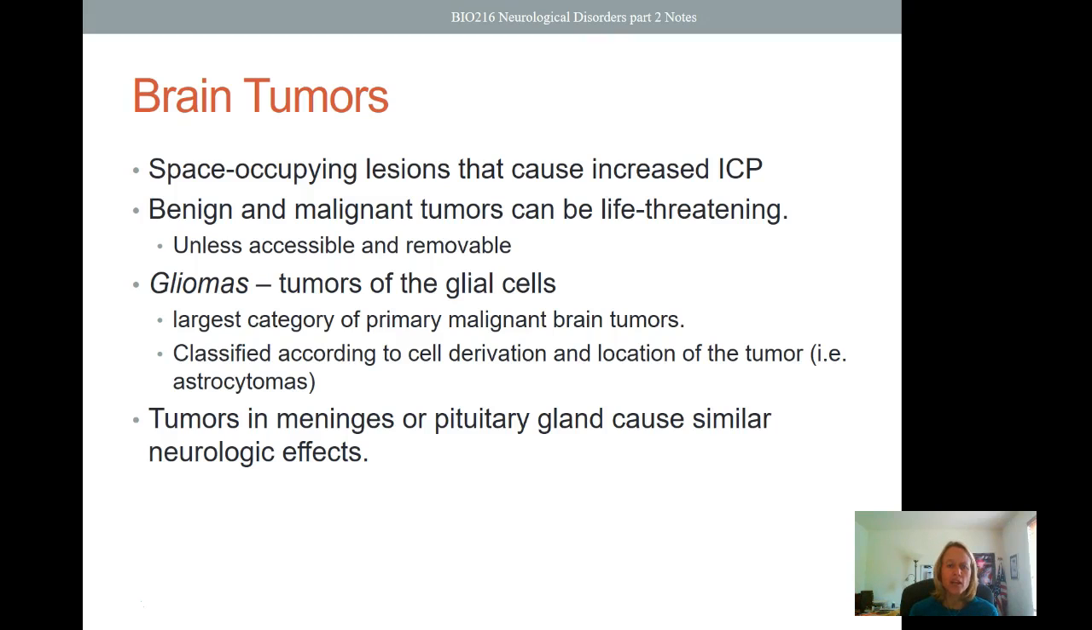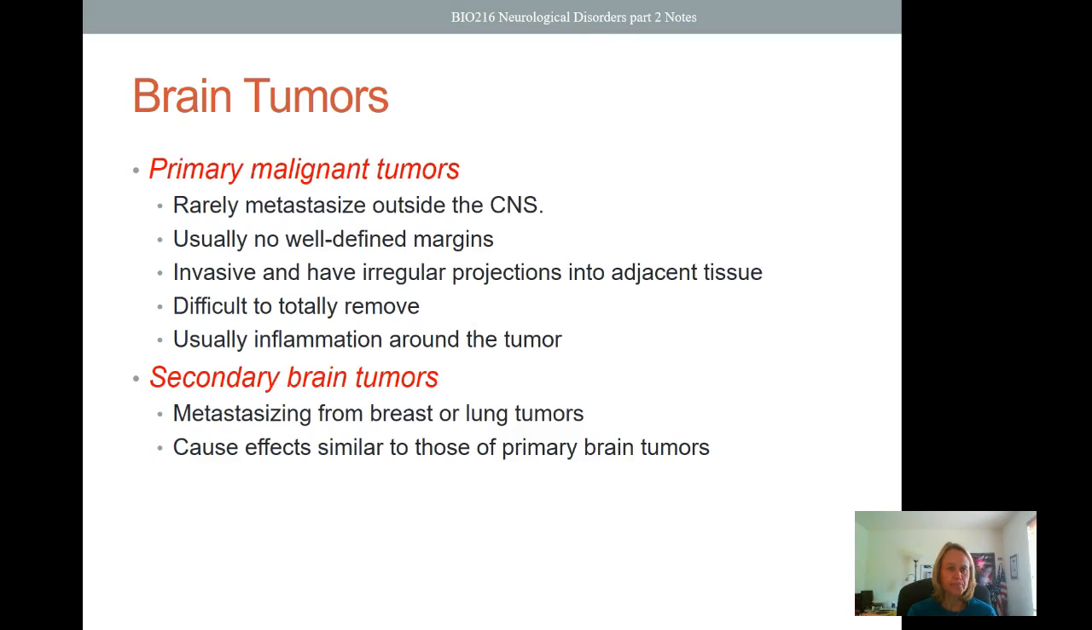So both benign and malignant tumors can be life-threatening unless they're easily accessible and removable, because of this increase in pressure. Gliomas, these are tumors of the glial cells, and they are the most common type of primary malignant brain tumor, and they're classified according to the cell from which they're derived, for instance, astrocytomas. Tumors of the meninges or pituitary gland can also cause similar neurological effects.